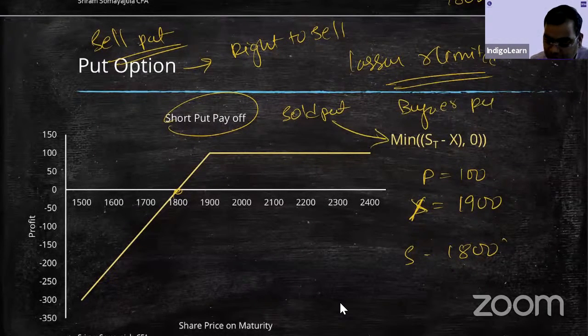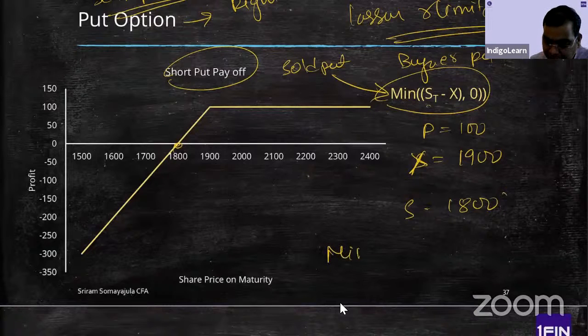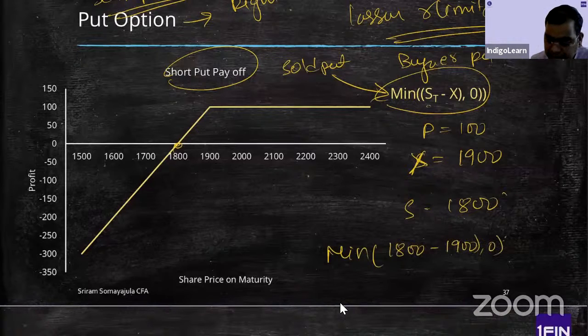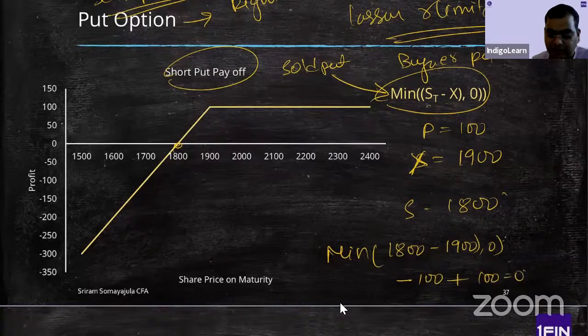So for the person who has sold, this is the payoff. It is minimum of spot price minus strike price, comma 0. That is minimum of 1800 minus 1900, comma 0. So you make a loss of 100 rupees, but that is offset with the premium of 100. So you make a net loss of 0.